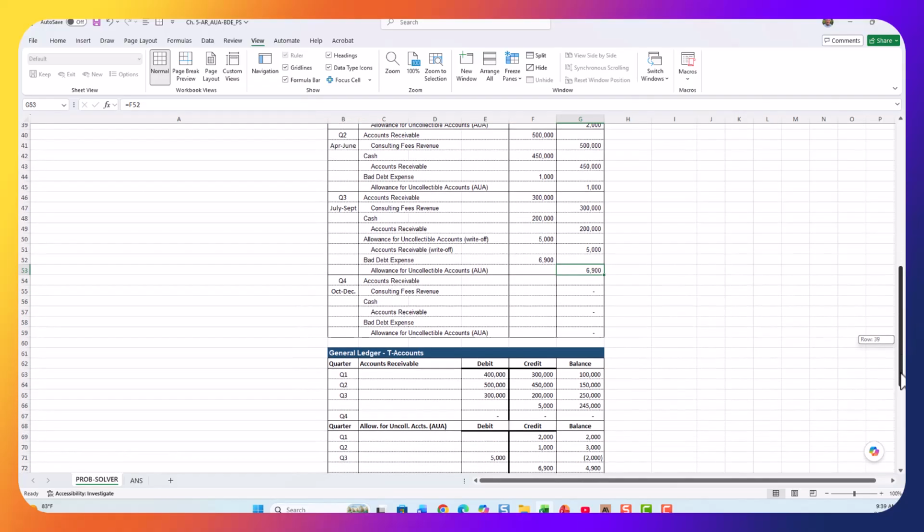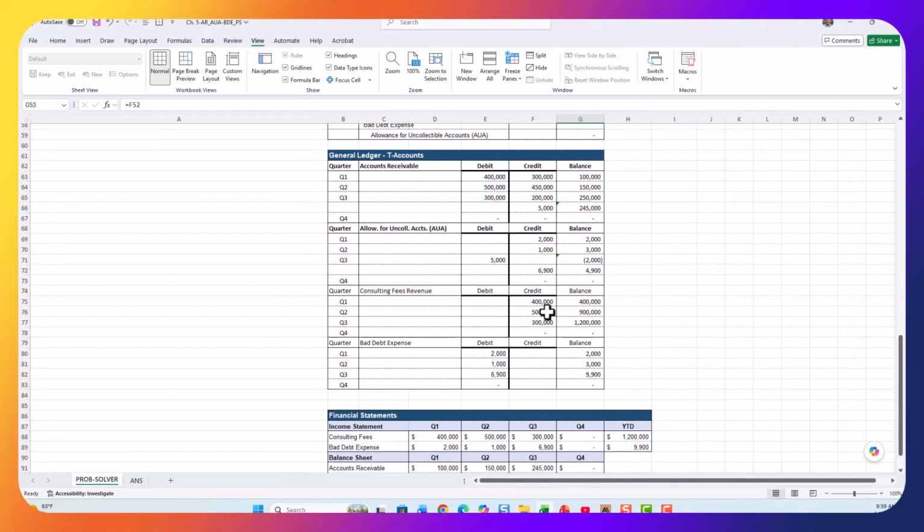When we look at our general ledger account for accounts receivable, you see that during the quarter we debited accounts receivable for $300,000 from the revenues that we had earned. We credited accounts receivable for $200,000 for the cash collected, and we credited accounts receivable for $5,000 for the customer write-off, giving us a debit balance of $245,000.